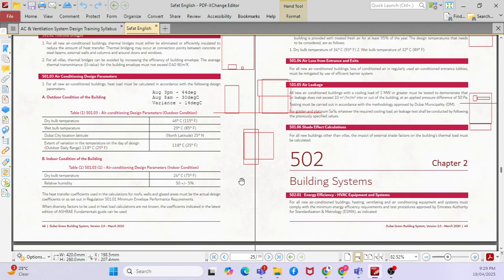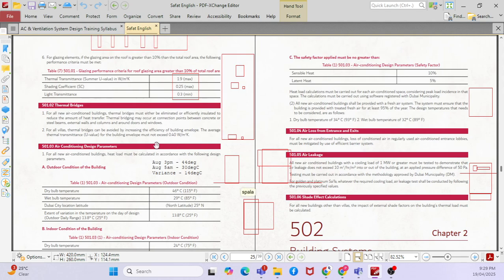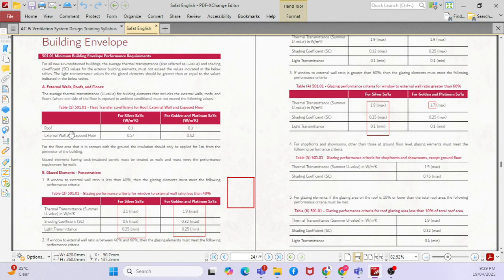If you go further up, you have the U values. What is the U value? It is the average thermal transmittance, that is called the U value. The U value for the roof is 0.3, and for the external wall and exposed floor it is 0.57.